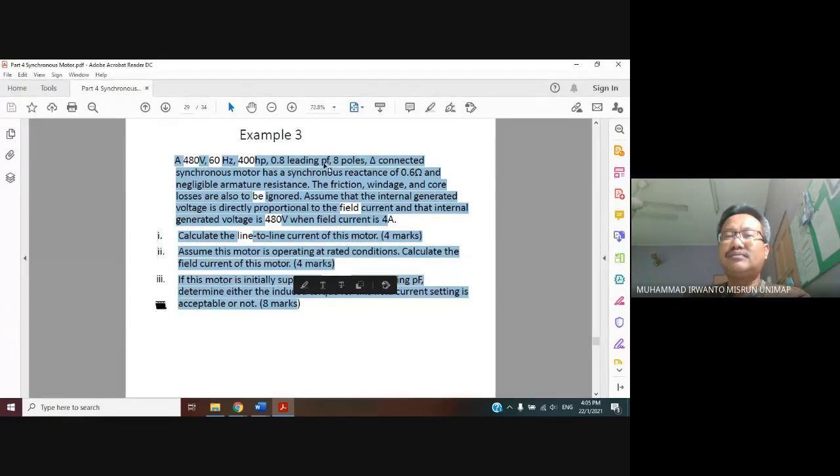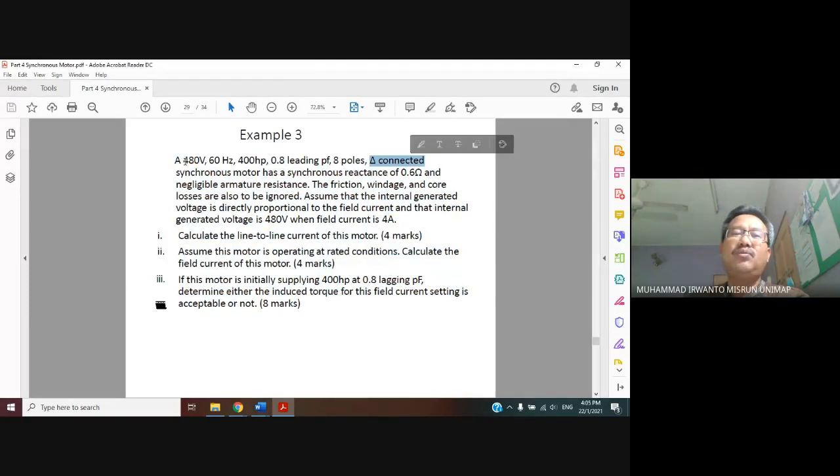0.8 leading power factor, 8 poles, delta connected. Meaning it is for the delta connected. Voltage 400 volt is terminal voltage, equal to line voltage, and also equal to phase voltage, remember. The synchronous motor has a synchronous reactance of 0.6 ohm and negligible armature resistance. RA is also ignored. Friction, windage, and core losses are also ignored.